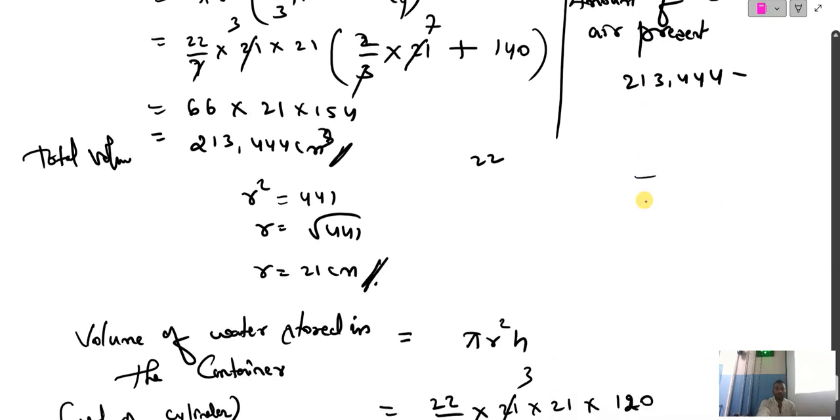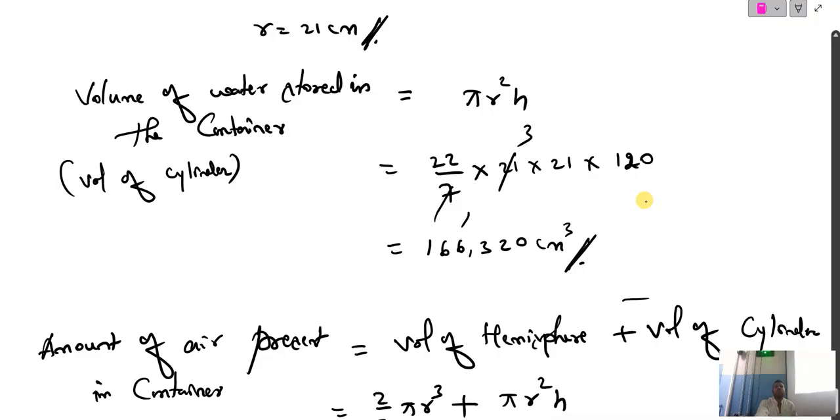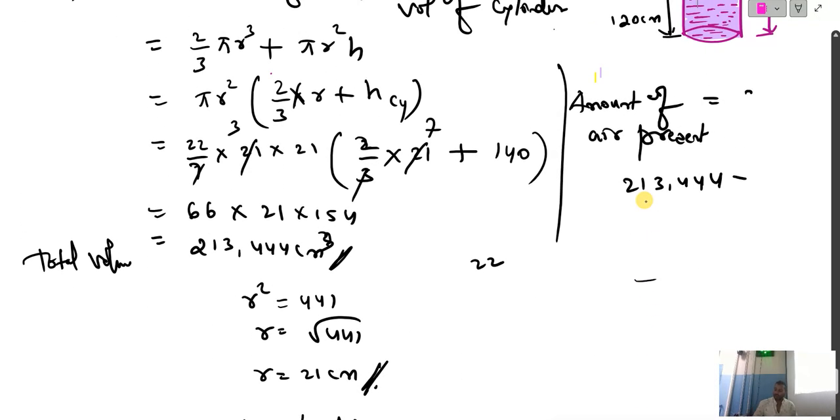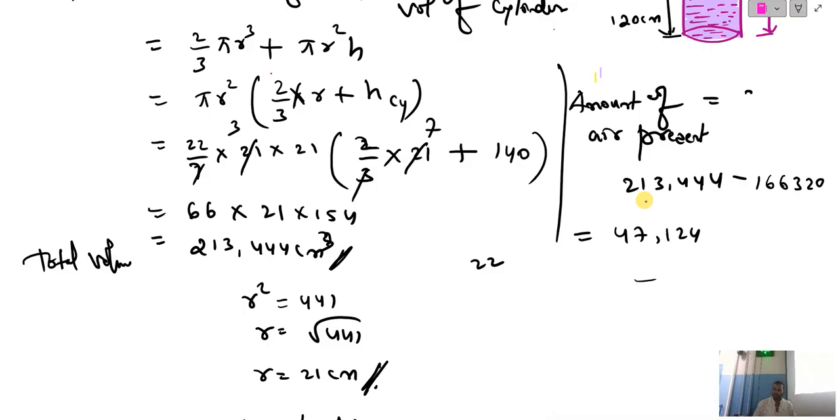How much amount of water is filled? 166,320. Am I right? Yes. 166,320. Calculate the value. 47,124 is the answer, 47,124 centimeter cube.